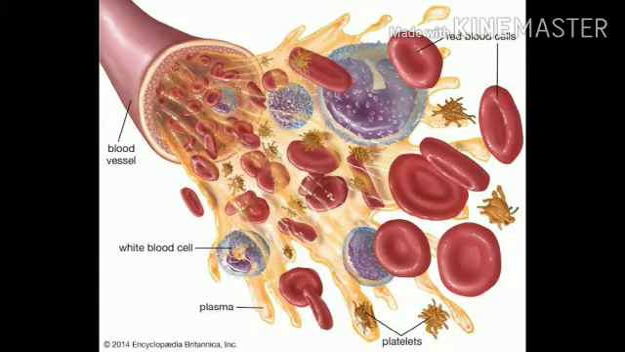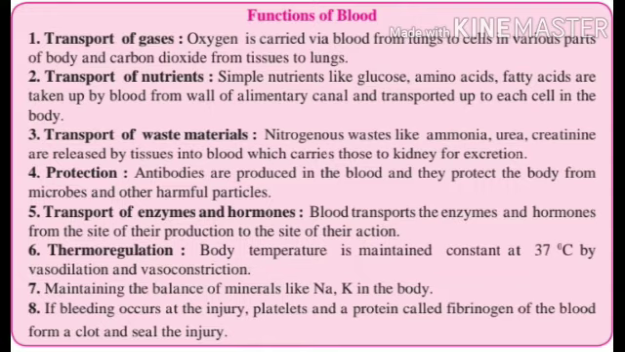Now the next type is platelets. These are extremely small and disc shaped. 2.5 to 4 lakh platelets are present per mm³ of blood. The function of the platelets is that they participate in the blood clotting process. Let's see the functions of the blood in detail.